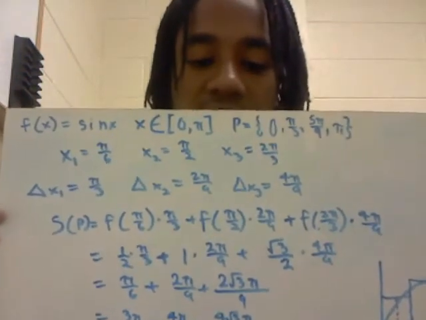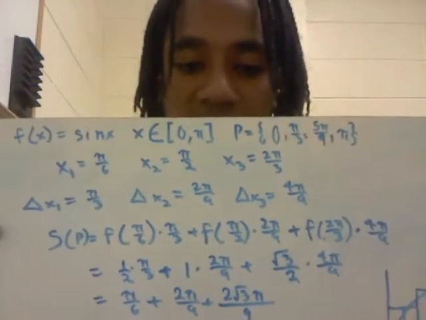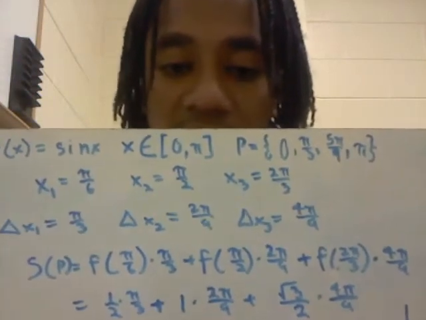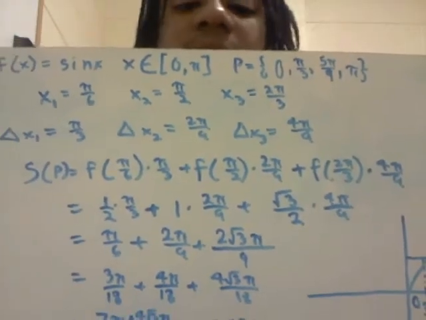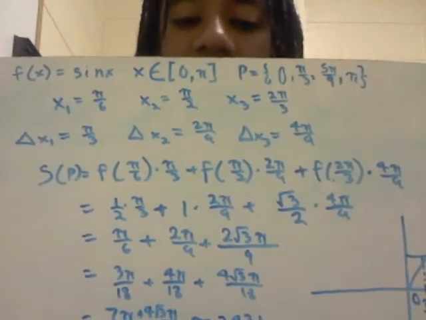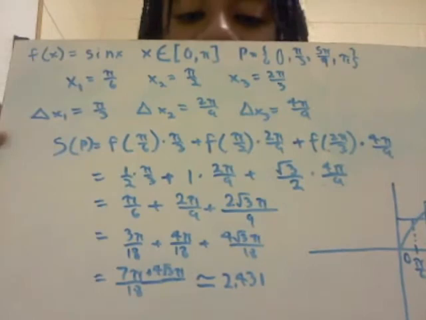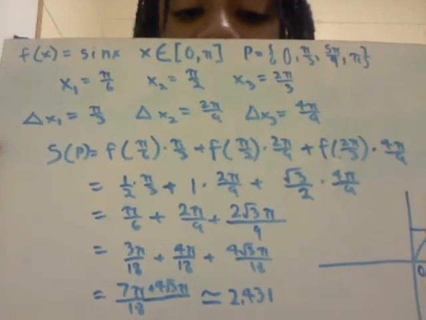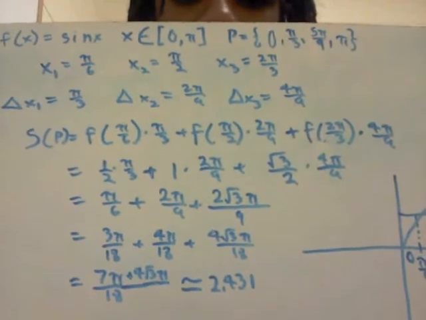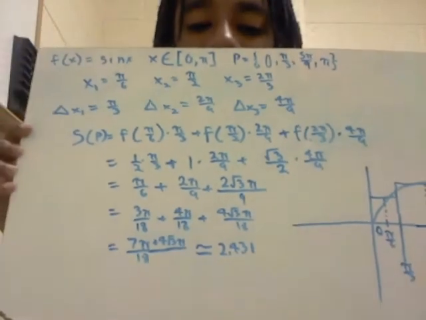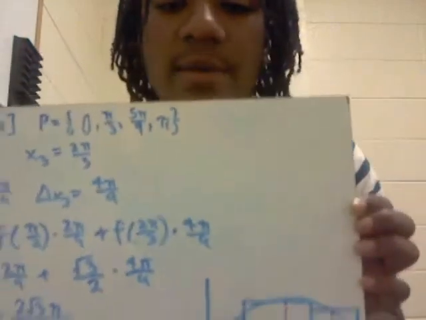f at pi/6 will be 1/2, so it's 1/2 times pi/3. The f value at pi/2 will be 1, so it's 1 times 2pi/9, plus the f value for 2pi/3, which will be square root of 3 over 2 times 4pi/9. That will simplify to pi/6 plus 2pi/9 plus 2 square root of 3 pi/9, which then simplifies to 3pi/18 plus 4pi/18 plus 4 square root of 3 pi/18. Simplify it out, and the final answer will be (7pi plus 4 square root of 3 pi) divided by 18, which equals 2.431.